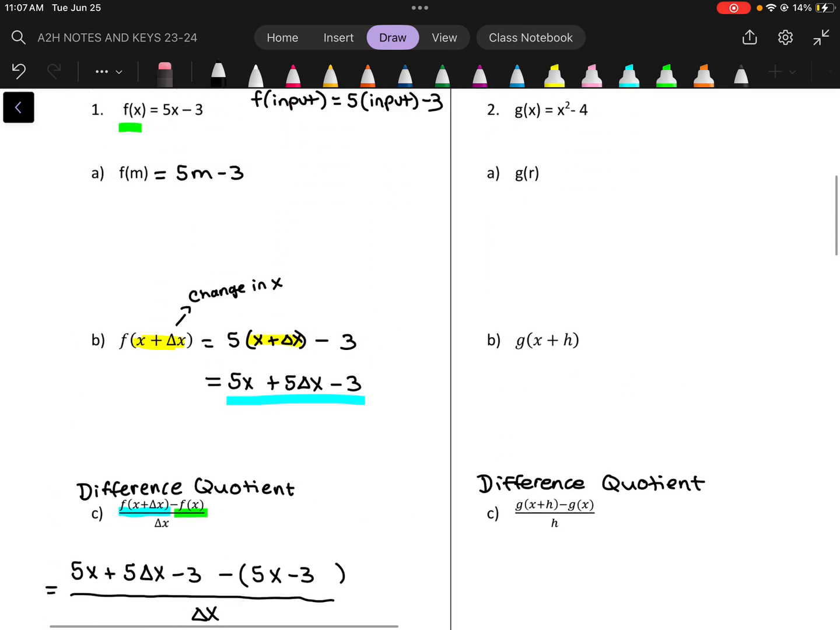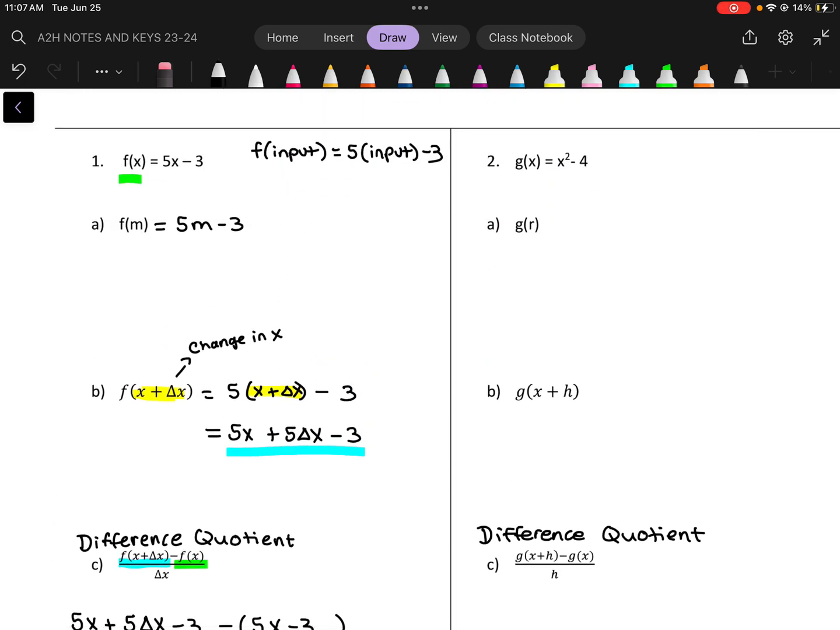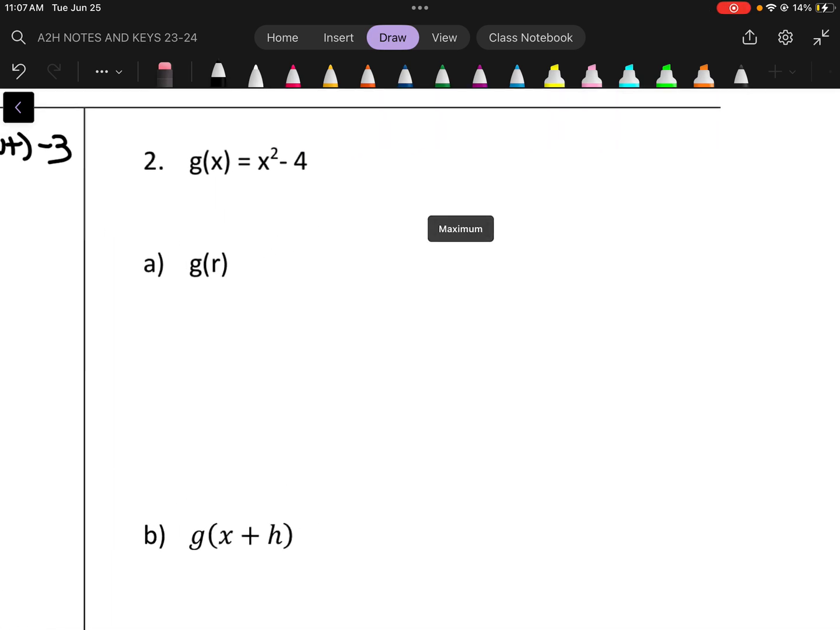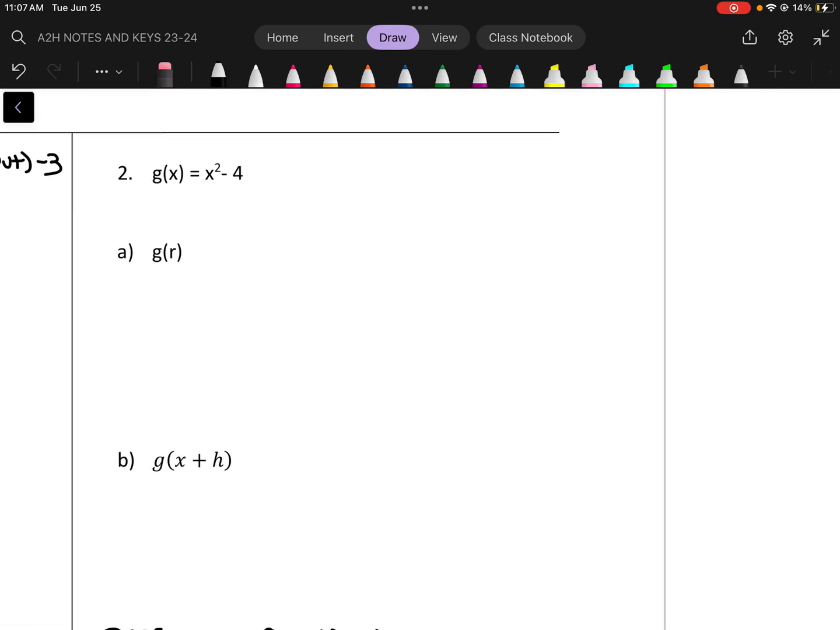Now, let's try another one. This time we got g of x equals x squared minus 4. Now we have a quadratic, still with two terms, right? But things are going to happen slightly differently with the quadratic. G of r, well, that's just a warm-up. That's r squared minus 4, right?